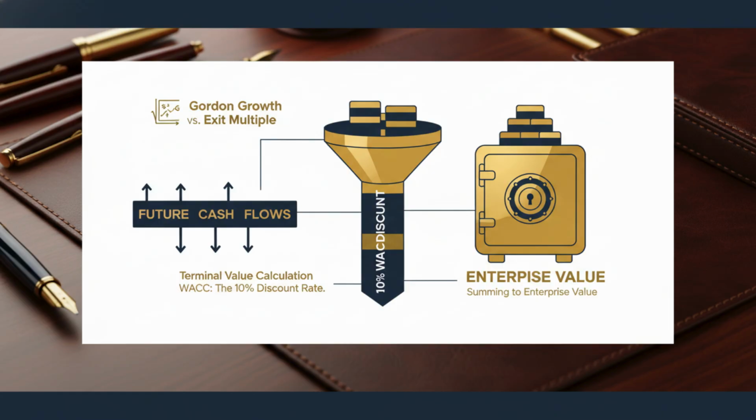We discount all future FCFs and the terminal value back to the present. The sum of these discounted values gives us the enterprise value. This is where the risk-reward profile of the investment becomes mathematically clear. It represents what the entire business is worth today, based on every dollar it will ever make.